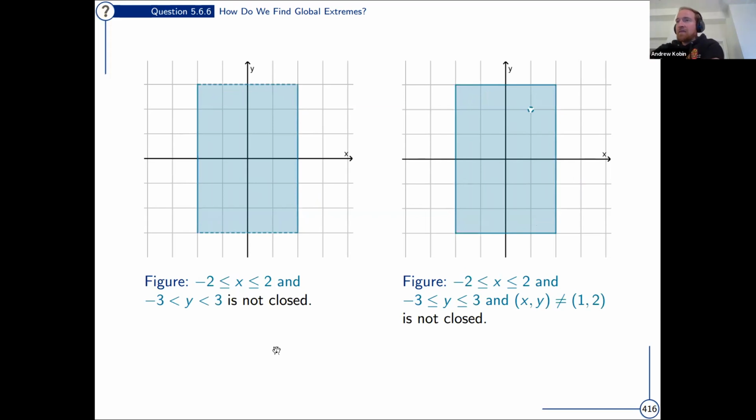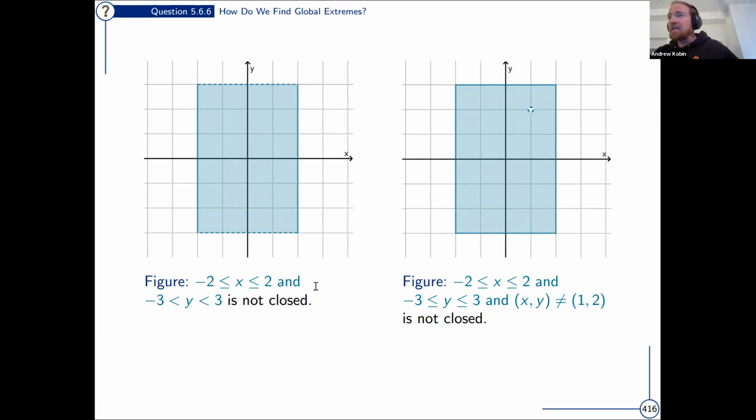To discuss the difference between bounded and unbounded, well, actually, here are 2 more examples of not closed sets before we talk about boundedness. If we draw a rectangle and have dotted lines on any of the 4 sides, for example, here we don't include the top and bottom of the rectangle, this would be a not closed set.